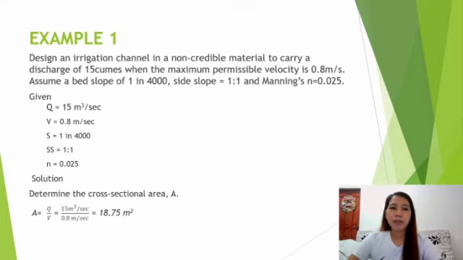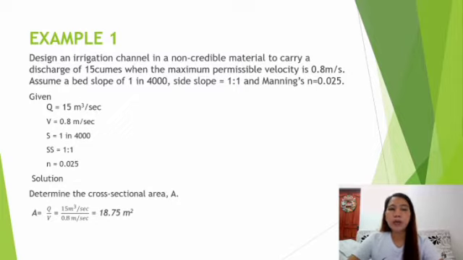Okay, so let's have an example, again for the unlined canal design on non-alluvial soil. Design an irrigation channel in a non-erodible material to carry a discharge of 15 cubic meters per second when the maximum permissible velocity is 0.8 meters per second. Assume a bed slope of 1 in 4,000, side slope 1:1, and Manning's n equals 0.025. So we have the given values of Q, V, S, the side slope, and Manning's n.